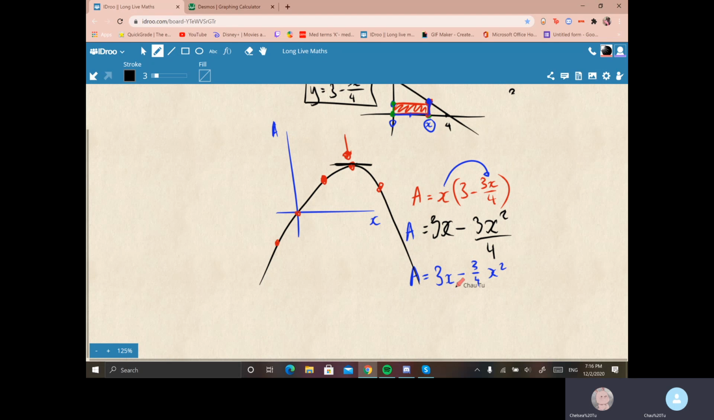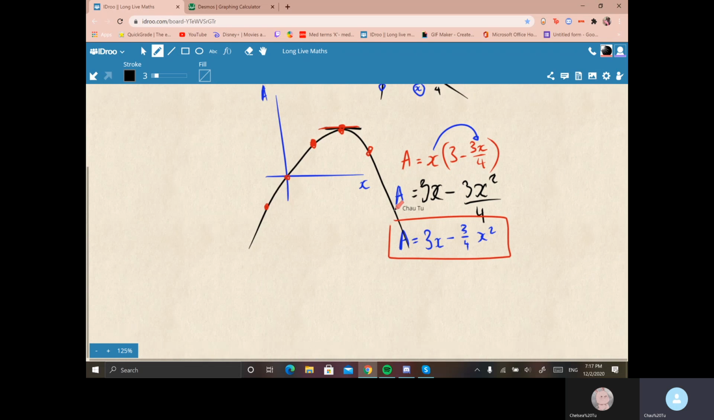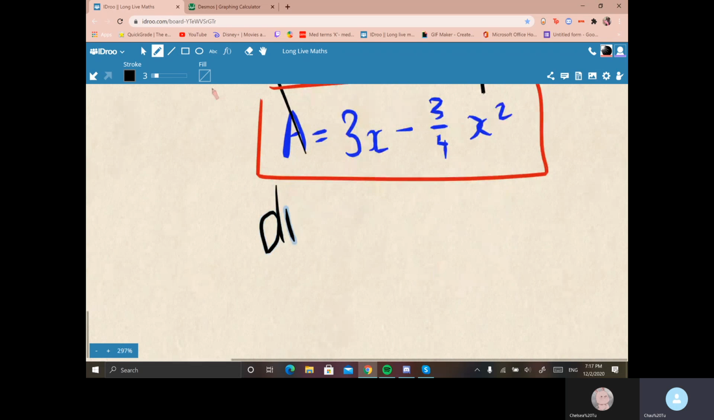How do we, in the past, find out the highest point of a curve? Well, what's so special about the highest point on the curve? The gradient is 0, right? So if you want to know where the gradient is 0, differentiate it, Chelsea. When you differentiate it, you're looking at the gradient, and you want to know where the gradient is 0.